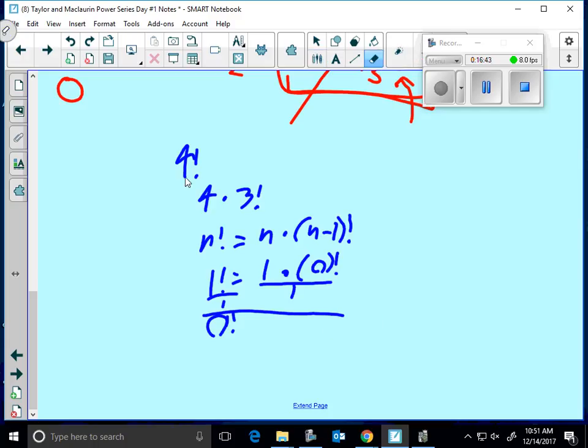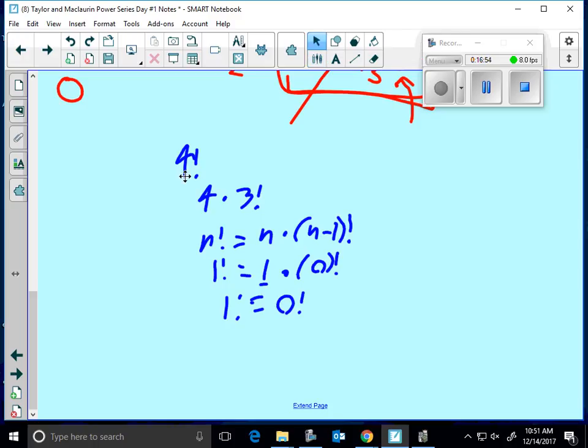Divide everything by 1. It just simplifies, because you take the 1. So 1 factorial is equal to 0 factorial. Oh, so they're the same. If we can say these are equivalent, then 1 times something. So either 1 factorial equals 0 factorial equals 1, or 1 factorial equals 0.